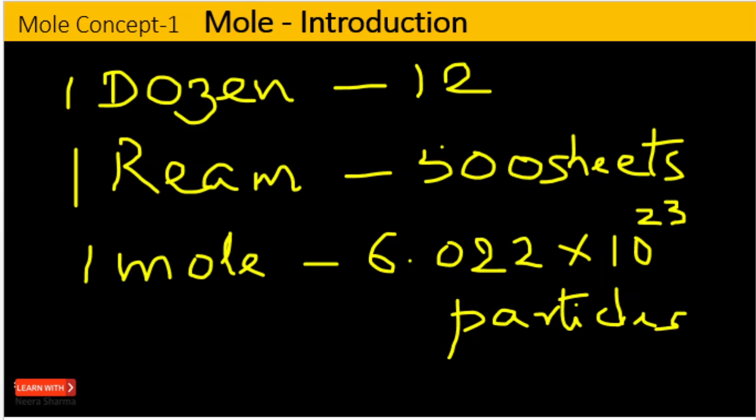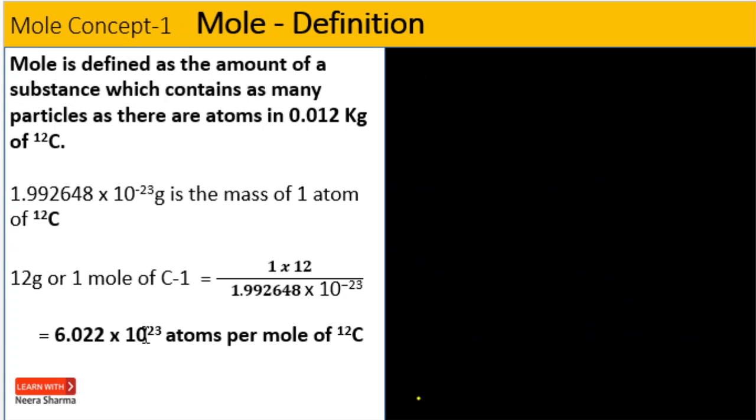Now if we have to define a mole, or how we arrive at this number. Mole is defined as the amount of a substance which contains as many particles as there are in 0.12 kg of carbon 12. Now we know that one atom of carbon 12 weighs 1.992648 into 10 to the power minus 23 grams.